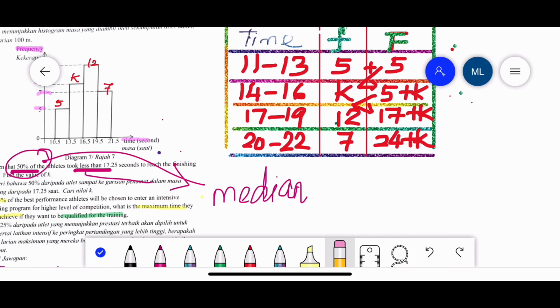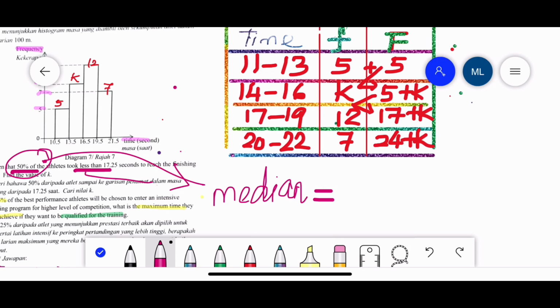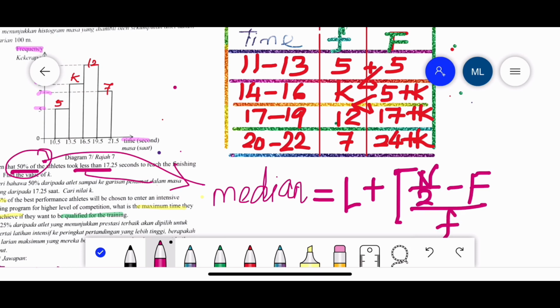So make sure you copy carefully. The median is equal to, according to the formula given, L plus, in the rectangle bracket, n (the total) divided by 2 minus a big letter F, the cumulative frequency, over small f, times c. C is the size of the class. Now you see we actually have 50%, so it means the median was given.